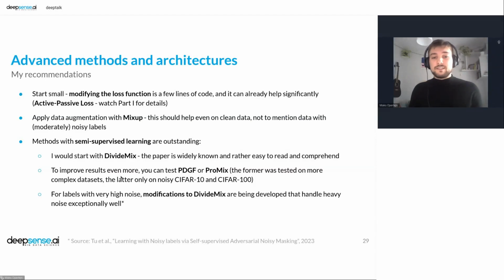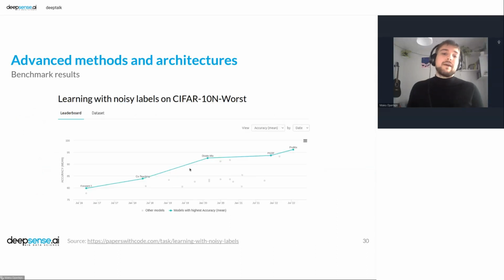Then, to improve the results even more, you could test PDGF or PROMIX, so the last two methods. And as I said, PROMIX was only tested on CIFAR-10 and CIFAR-100, and actually PDGF was tested on more complex and bigger datasets, and it achieved very, very good results. So I would test one of them, right?